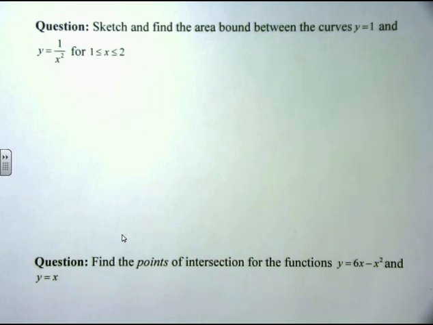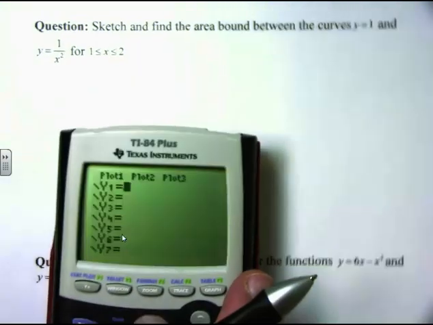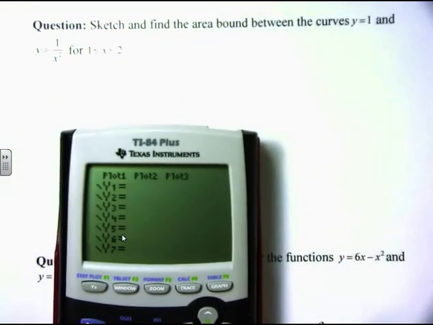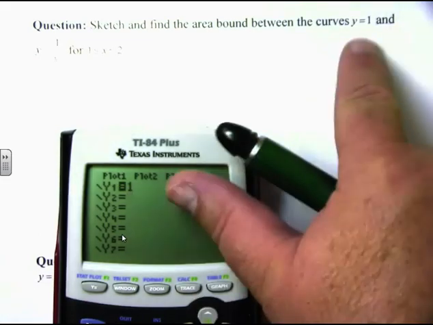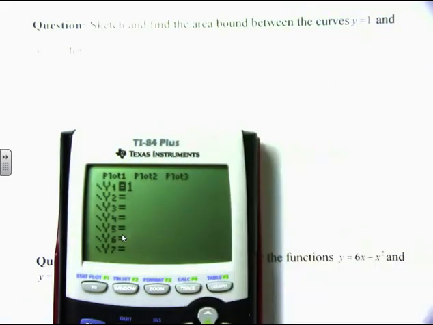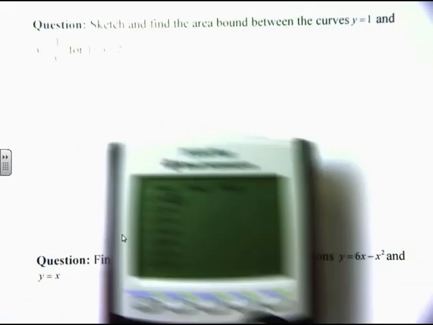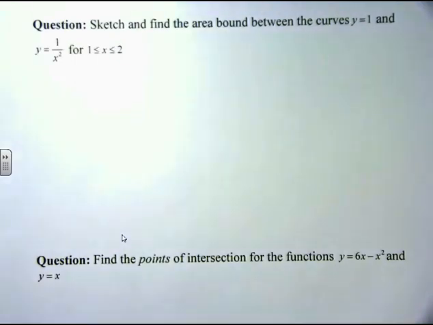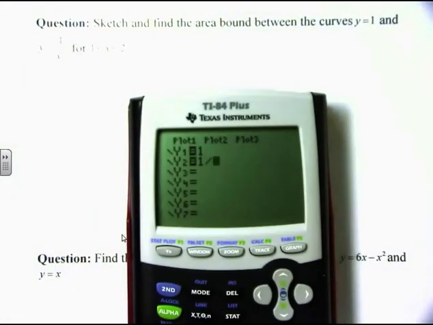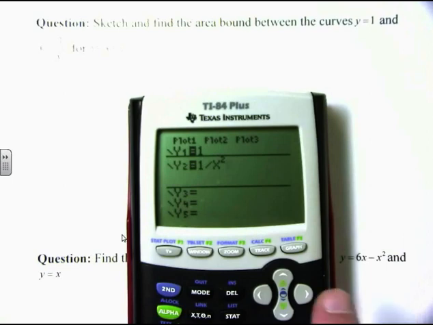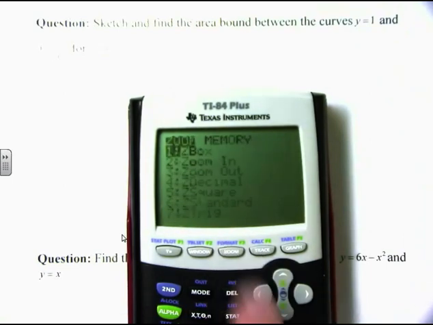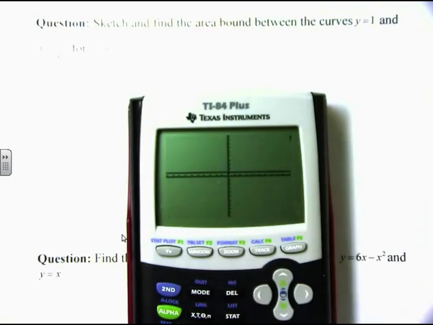This Chapter 7 stuff is going to be very visual, so you really want to make sure you can graph this stuff. We're going to be using a lot of calculator and technology. This one I really don't need a calculator for. I can probably graph it by hand, but since I brought my calculator, I can actually graph it. So one of the curves is y equals 1, and the other curve is y equals 1 over x squared. So 1 divided by x squared. And I'm just going to do a zoom 6.